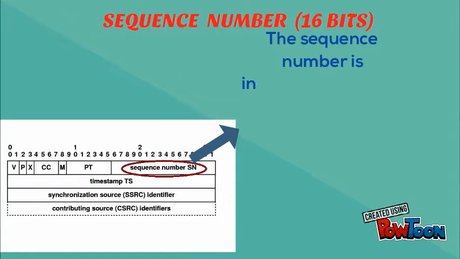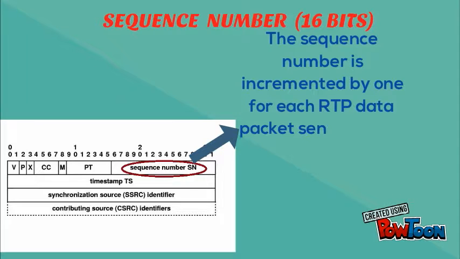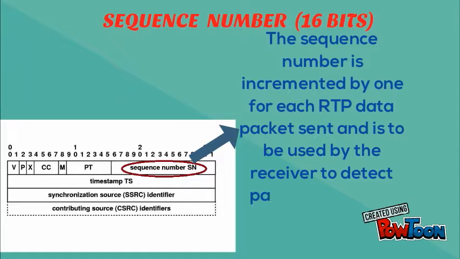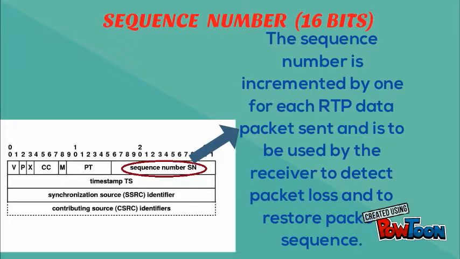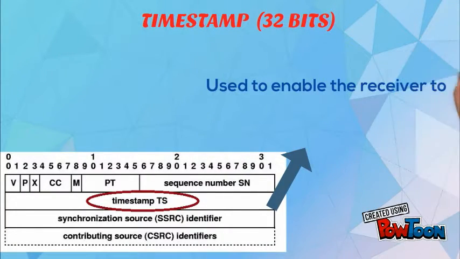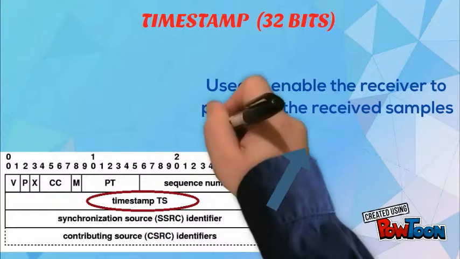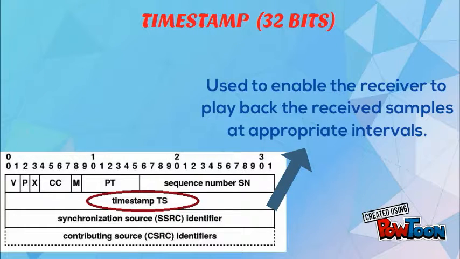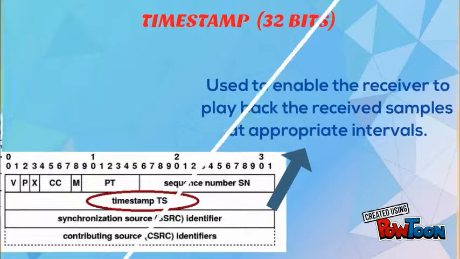The sequence number is incremented by 1 for each RTP data packet sent and is to be used by the receiver to detect packet loss and to restore packet sequence. RTP does not specify any action on packet loss, it is left to the application to take appropriate action. The RTP timestamp is used to enable the receiver to play back the received samples at appropriate intervals. When several media streams are present, the timestamps are independent in each stream, and may not be relied upon for media synchronization. The granularity of the timing is application-specific.